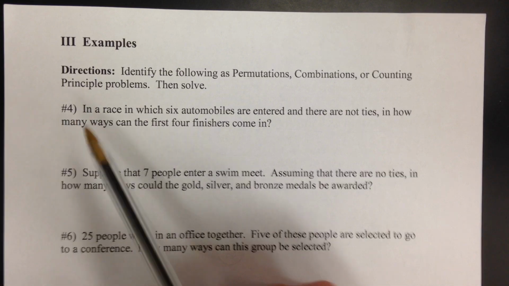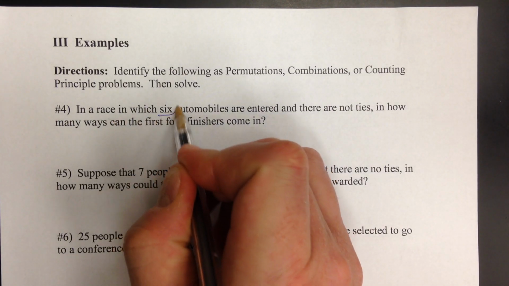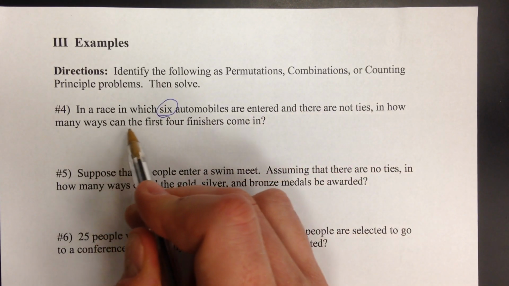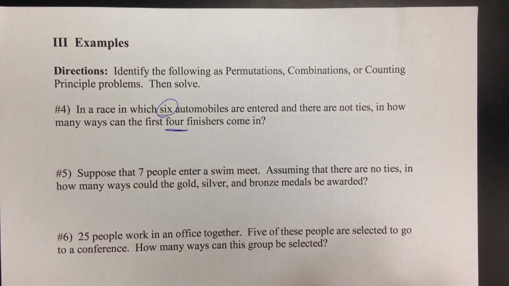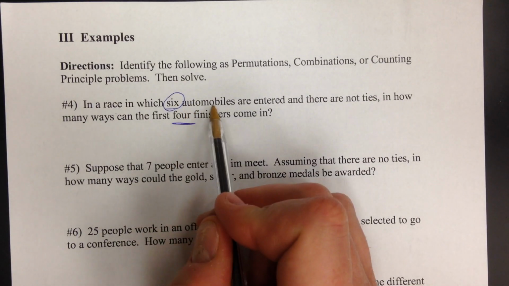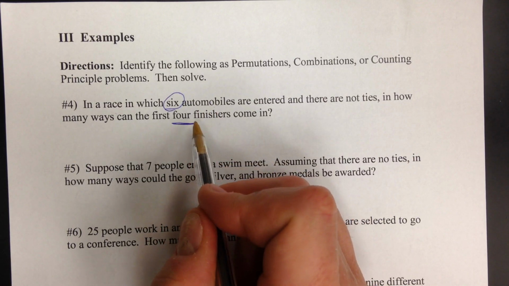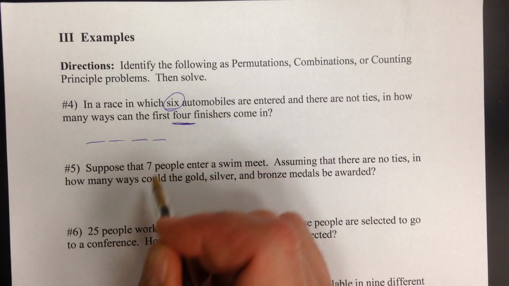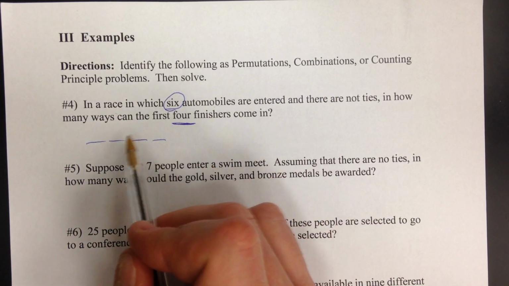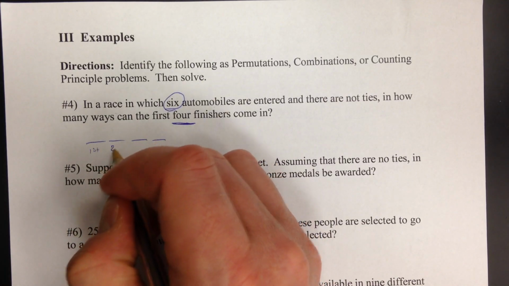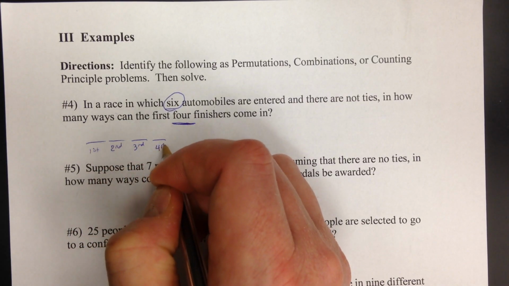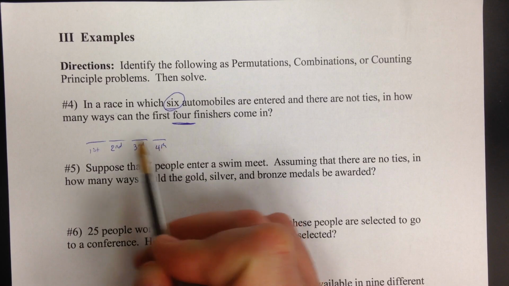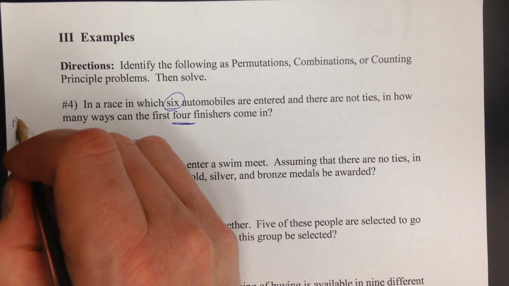So let's start with number 4. In a race in which 6 automobiles are entered and there are no ties, in how many ways can the first 4 finishers come in? So we have 6 cars competing, but we're only going to choose the first 4. Now, we can assume in this case that first place is different from fourth place. We have first, second, third, fourth. So in other words, the order matters. I want first place more than I want fourth. First is better. So this would be a permutation.